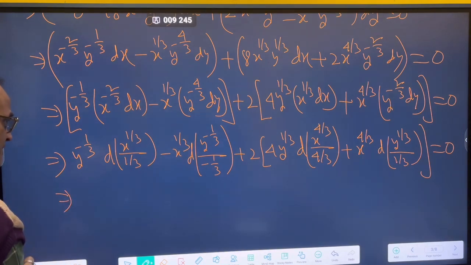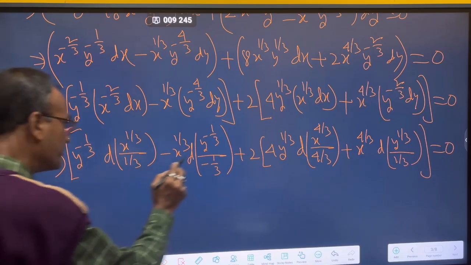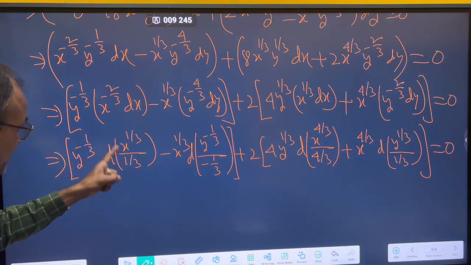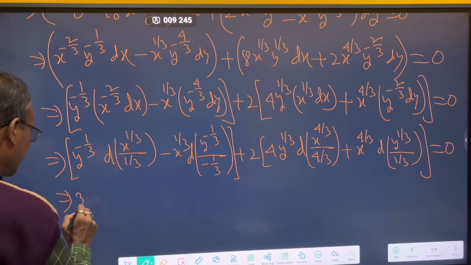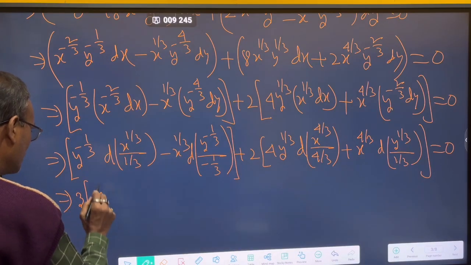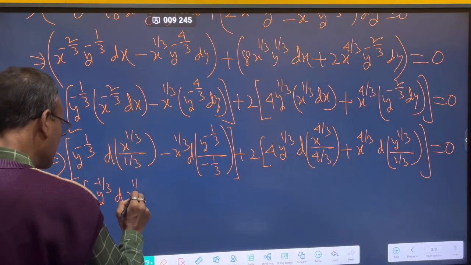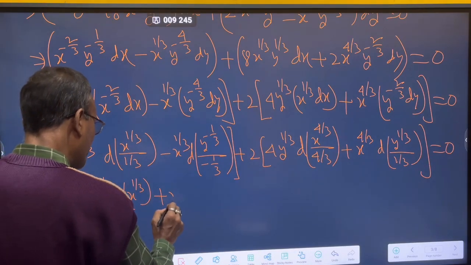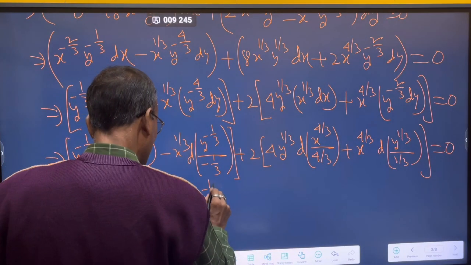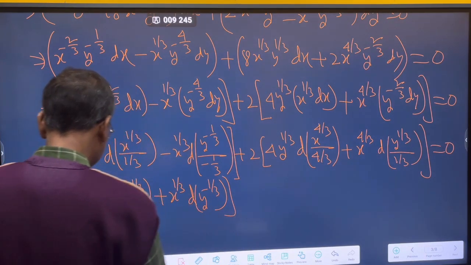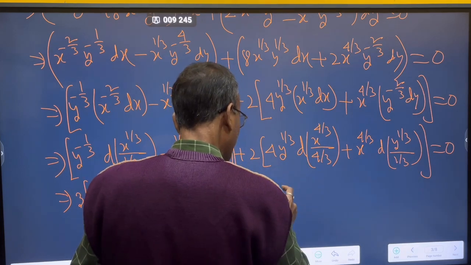This means that this is grouping. It will be 3. It will be minus minus plus 3. You will get 3 y to the power minus 1 by 3 d of x to the power 1 by 3 plus x to the power 1 by 3 d of y to the power minus 1 by 3, plus 2 times of 4 will be cancelled.